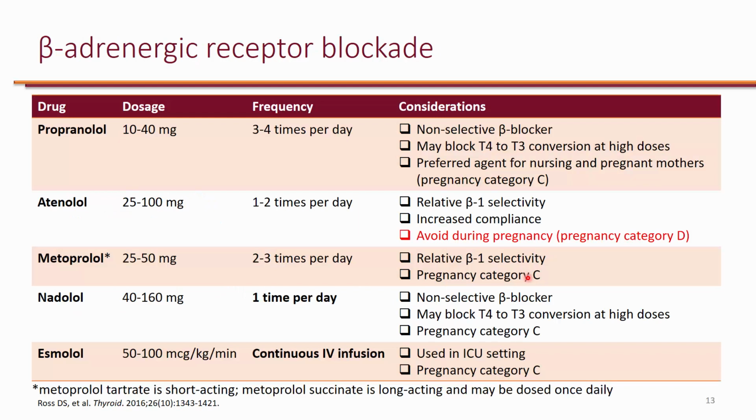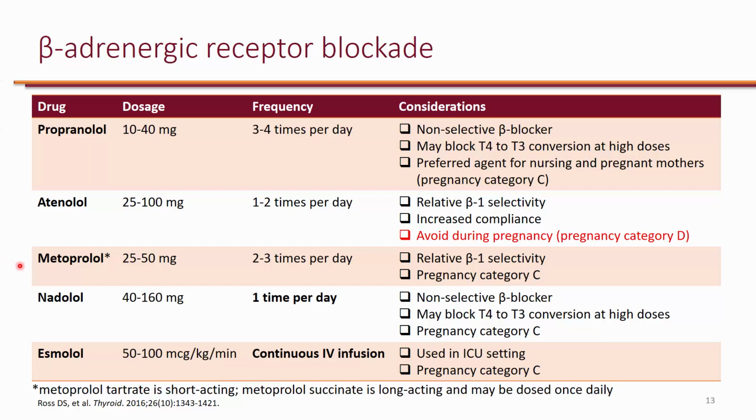Now, here are the common beta blockers that are used when it comes to hyperthyroidism. So propranolol, and for these you don't need to memorize the doses, but you do need to know how they help in hyperthyroidism, and which one to avoid in pregnancy.